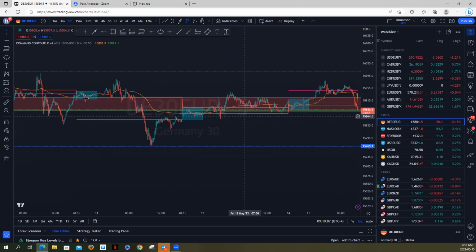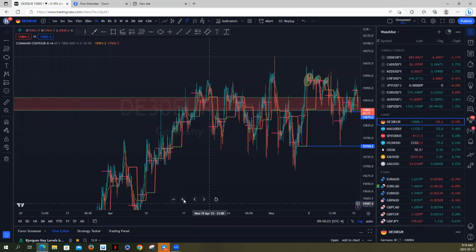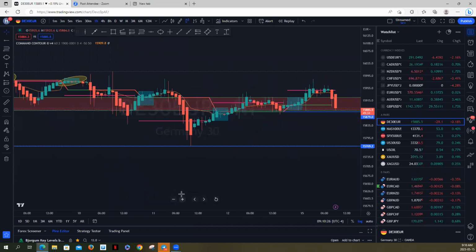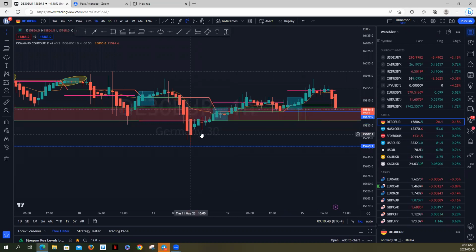So we see the command contour, it broke to the pipette and then took off. So this is very important as well. Say you come back and you miss that. Oh, I missed that move. That's okay, because what is it telling you? It's telling you that it's a reversal now. Price rejected off this command contour level. So now I should be looking for buys. And you see, it just fulfilled that.